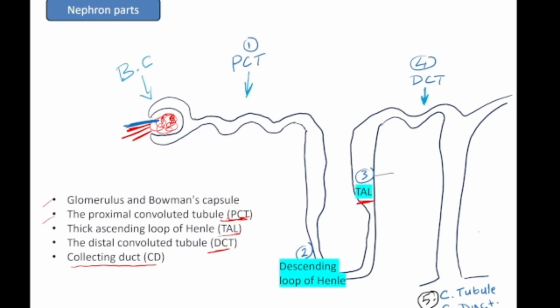So as you can see here, we have 5 parts in the nephron. First part, PCT, proximal convoluted tubule. The second part, descending loop of Henle. The third one, thick ascending loop of Henle. Next, we have distal convoluted tubule. Then we have collecting duct and collecting tubule. So we need you to remember these main parts in the nephron, because the nephron represents the site of action of diuretic.